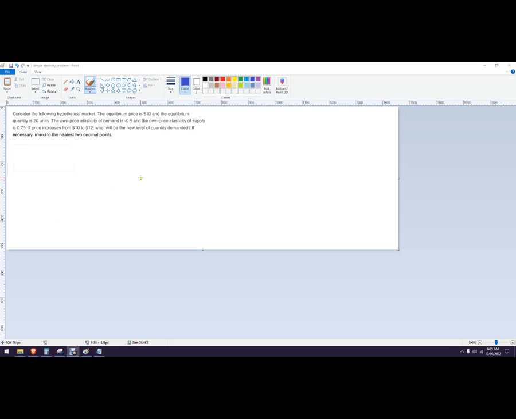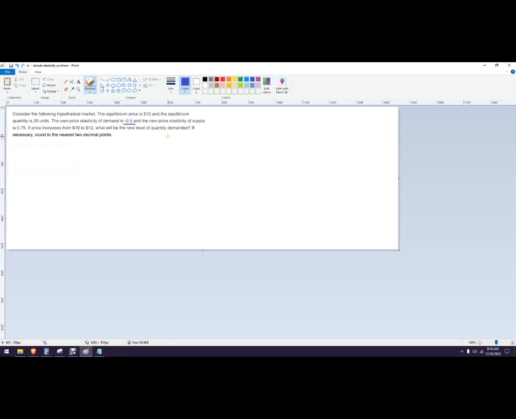In this problem, we're going to solve for what the change in quantity demanded would be after a price change if we know the elasticity. So this problem's got some other stuff we don't actually need. We're told the equilibrium price is 10, equilibrium quantity is 20, own price elasticity is negative 5. That's the only part that we need.